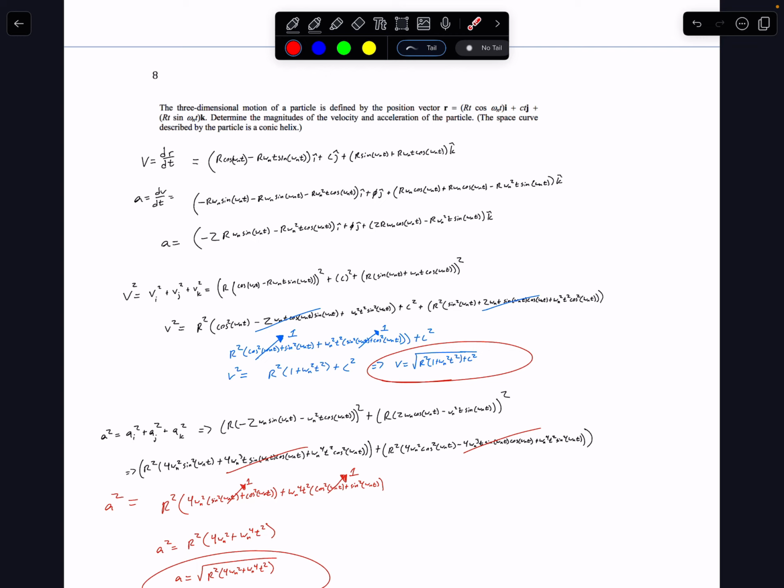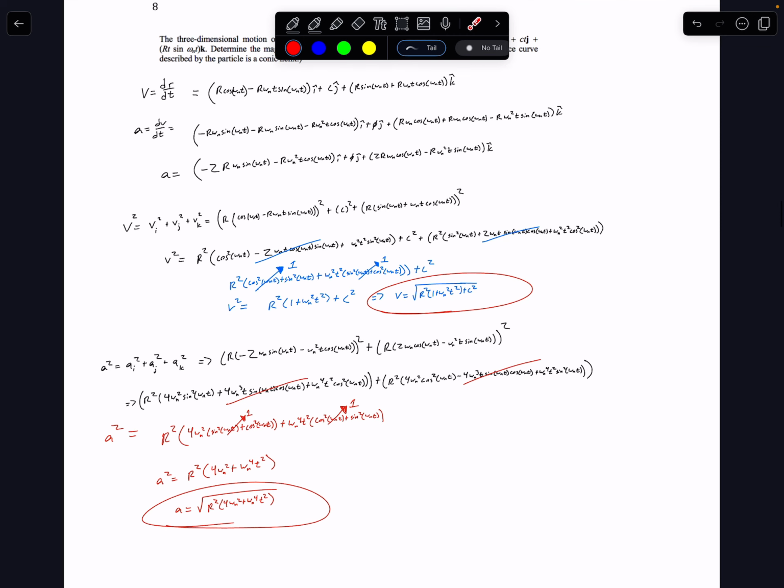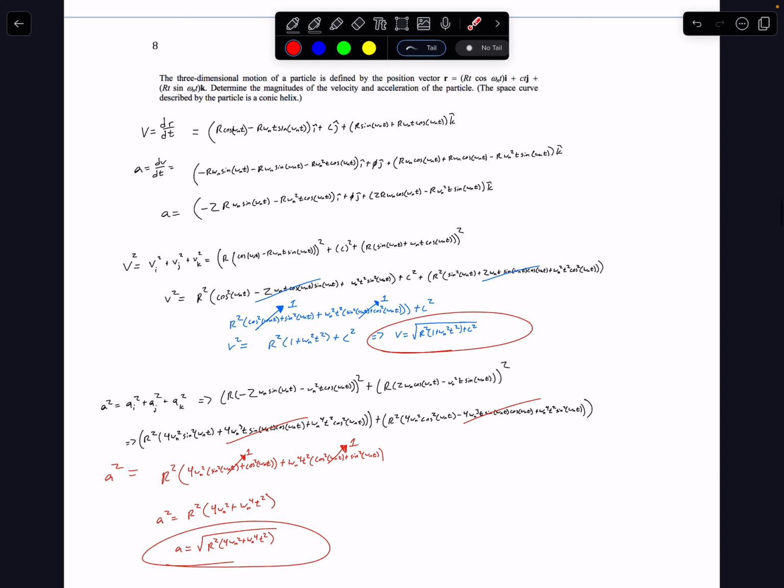Problem number 8, we're looking at three-dimensional motion, and we're looking to determine the magnitudes of the velocity and acceleration of the particle. Basically, this is just taking derivatives and then derivatives of the derivatives, and then just putting it all together. So this is our initial equation, that and that.